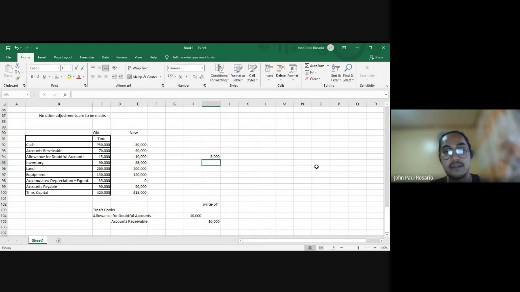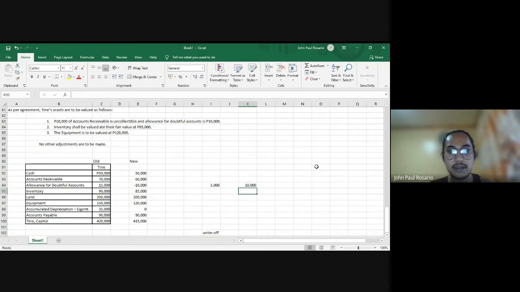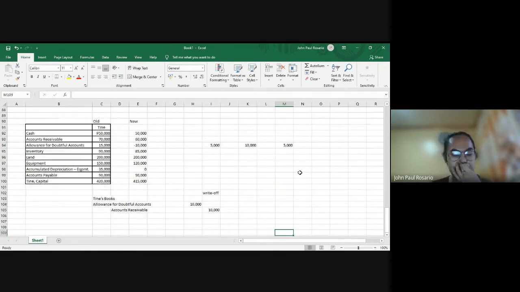at 5,000 pesos. So, since our required balance is at 10,000, because as indicated here, the allowance should be at 10,000, we have to increase our allowance by 5,000. So, to increase your allowance for doubtful accounts, you have to credit the allowance for doubtful accounts because you're increasing it, right?